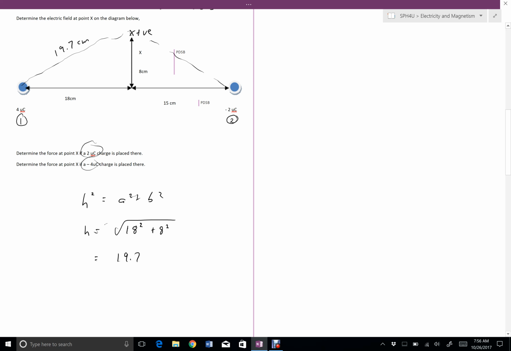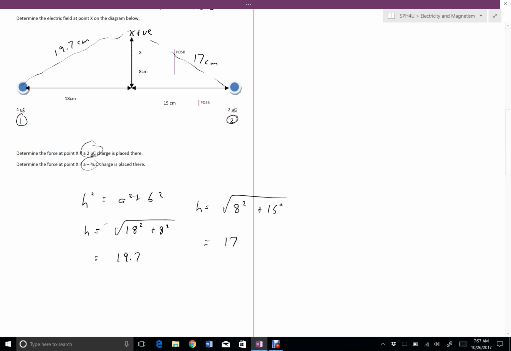And I've got to get this one. So 8 squared plus 15 squared. We'll take the square root of that, and that'll get me the hypotenuse. So 8 squared plus 15 squared, square root that. I got 17. So this one is 17 centimeters. Remember, when I put those into the formula, I'm going to convert them to meters.